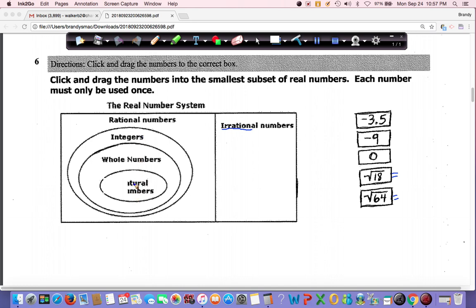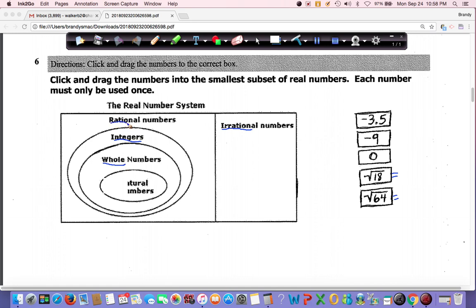Remember, natural numbers are things you can count in nature. Can you count 1,000,000 trees? Sure. Would you want to? No, but you could. There's only one number that's a whole number that's not natural. Integers we did above in number 5, so that's positive and negative whole numbers.